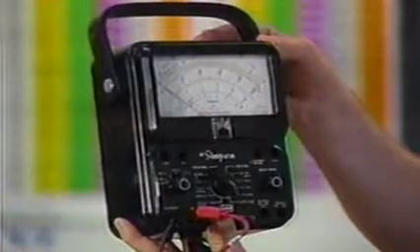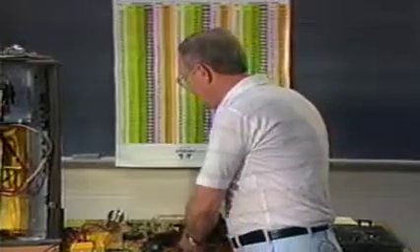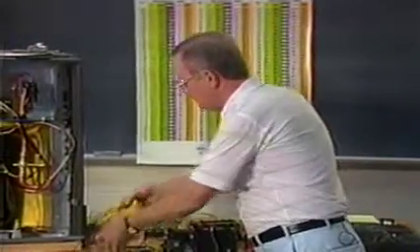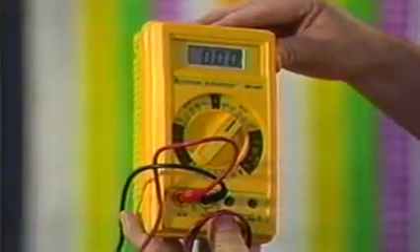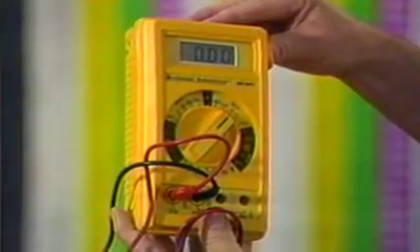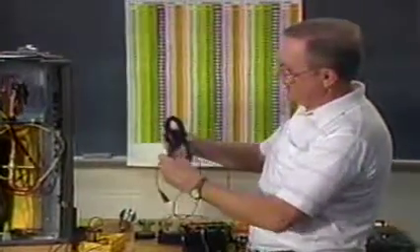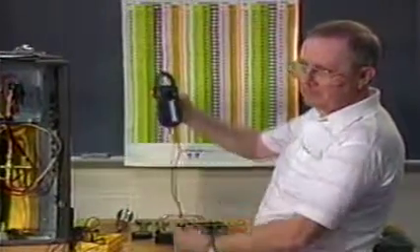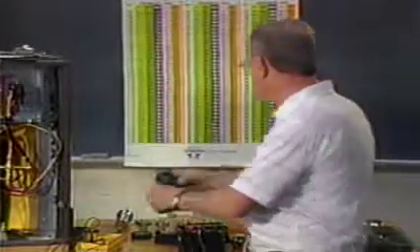This is an analog type meter because it has a needle. We also use the digital VOM, which would read out in numbers. Another electrical instrument that is common is the clamp-on ammeter. This one can also be used to check voltage.